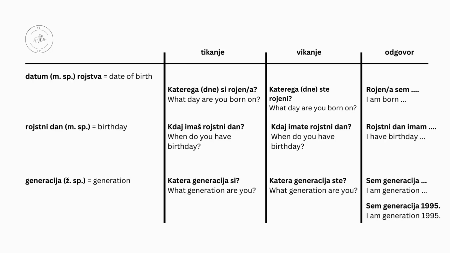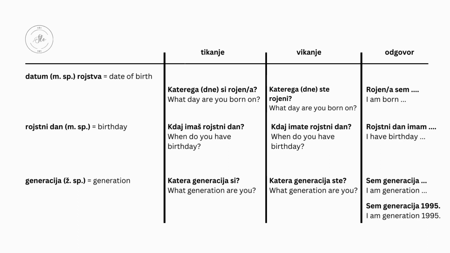Here I included additional ways of asking someone about their date of birth or their age. First, if you use tikanje, you can ask katerega dne si rojen? Or katerega dne si rojena? Or simply katerega si rojen? Or katerega si rojena? And if you use vikanje, you can ask katerega dne ste rojeni? Or simply katerega ste rojeni? Which literally means what day are you born on?